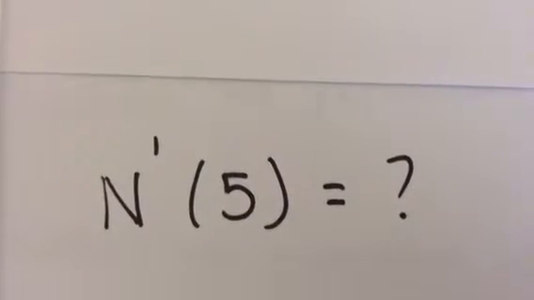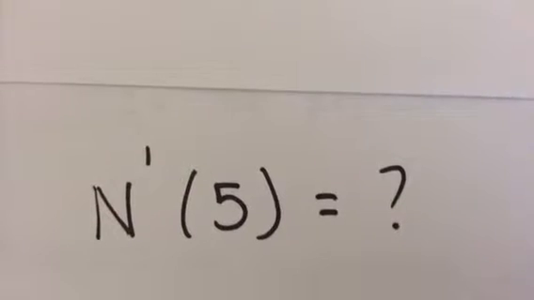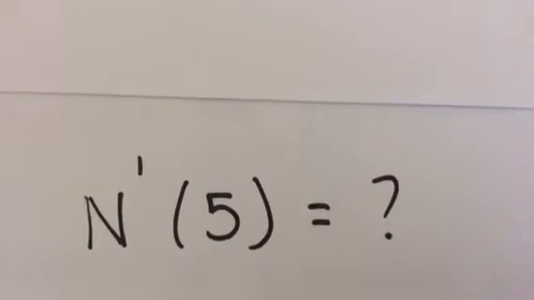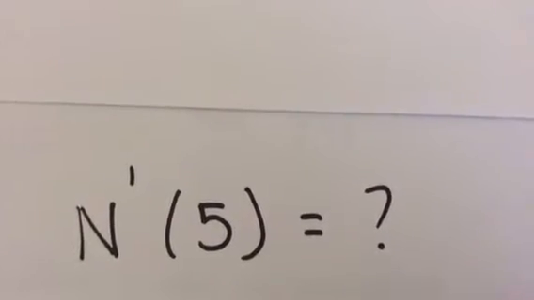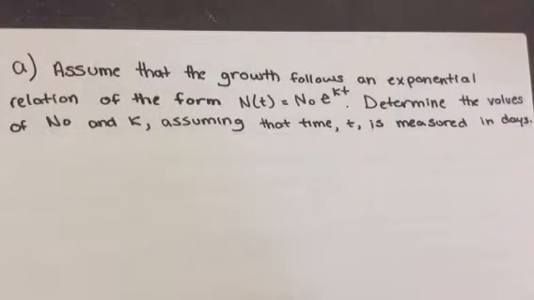In D, I will be finding the rate of change at the time of 5 days. I will need to substitute the known value of t into the derivative equation and then solve for the rate of change. To begin, I will solve for letter A. To reiterate, here I am asked to determine the values of N0 and k, where t is time in days.